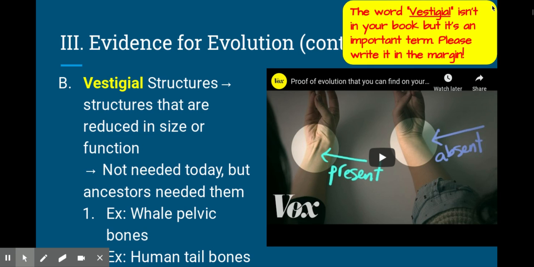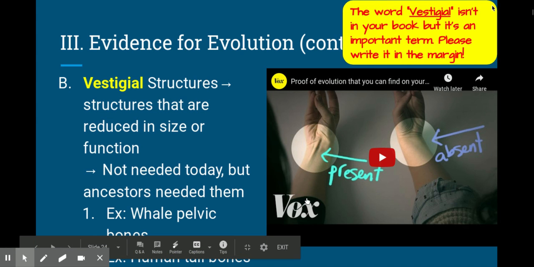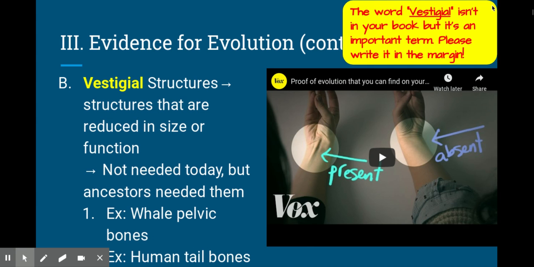And you can see tons and tons of other examples of these in this video that Vox made. It's called Proof of Evolution You Can Find on Your Body. It is also on the Google playlist or the YouTube playlist, but it goes through tons and tons of things that our bodies have, like the muscles that can help our ears twitch. Why do we have those? And this little tendon right here that some people have and some people don't. But all of these things, if you have them in your body and you don't really need them, your ancestor at one point did.